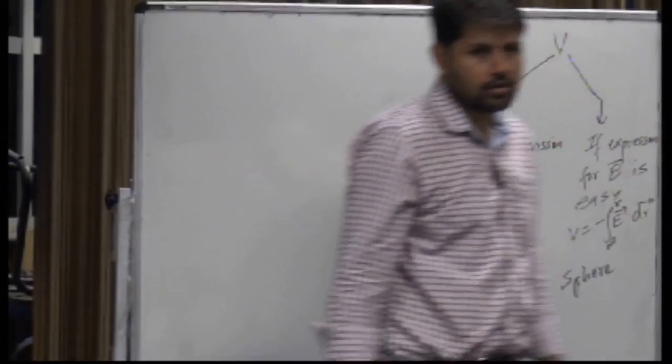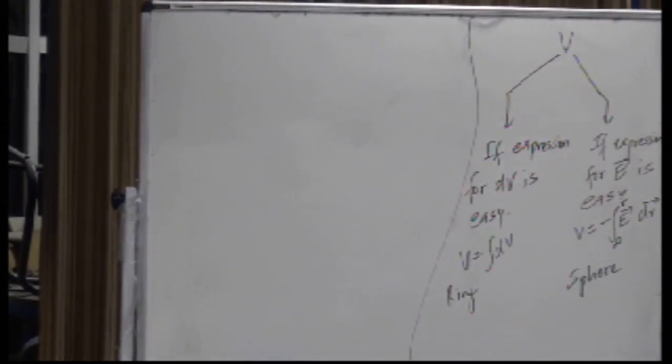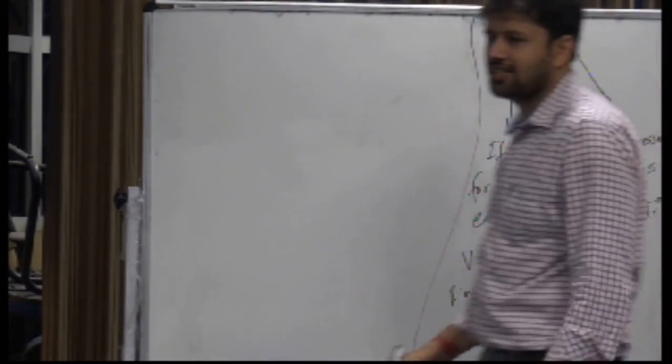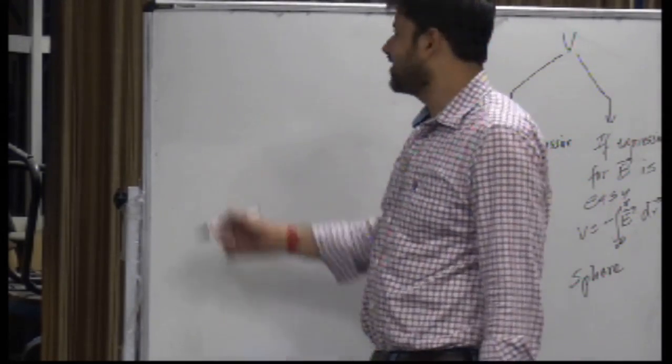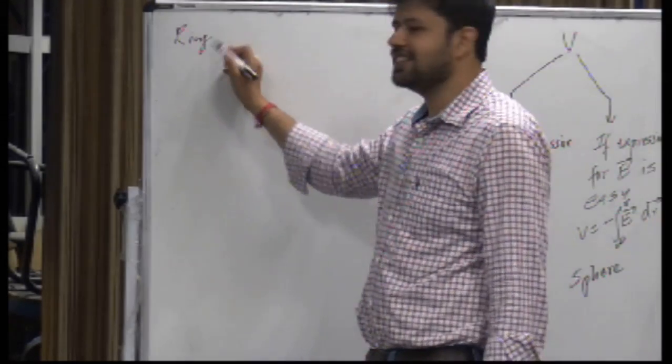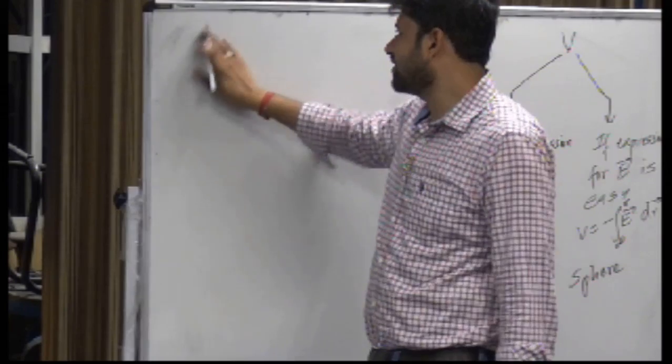Which one do you want to go for first? कौन सा पहले जाना है? Ring or sphere? Sphere ही करना पहले. Ring is smaller, easier. Let's go for a ring.